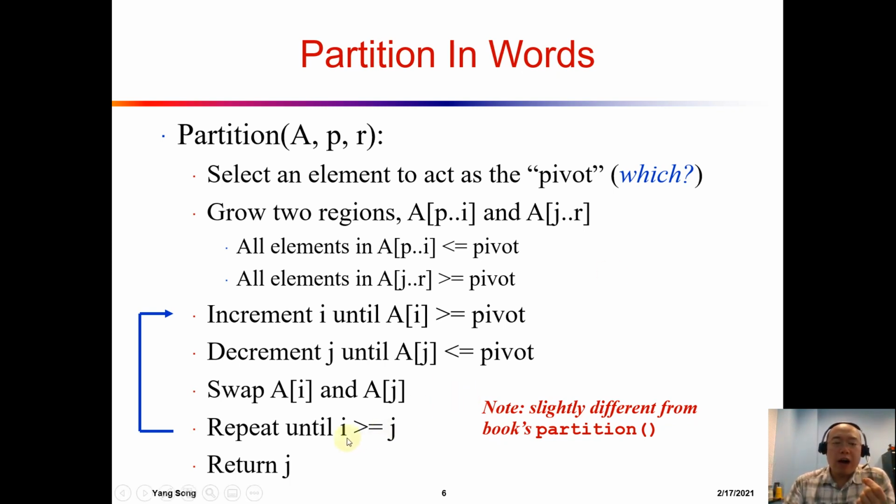Well, if i is greater than or equal to j, this means those two cursors have already met. Then we can say we want to stop, because even though those two cursors may still be able to find two values, one greater than the pivot and one smaller than the pivot, we want to make sure the i cursor is lower than the j cursor. Otherwise they have already met, and we want to stop this kind of swapping.